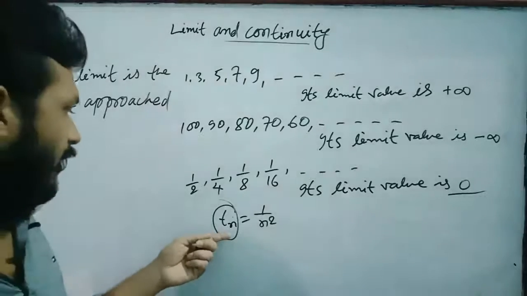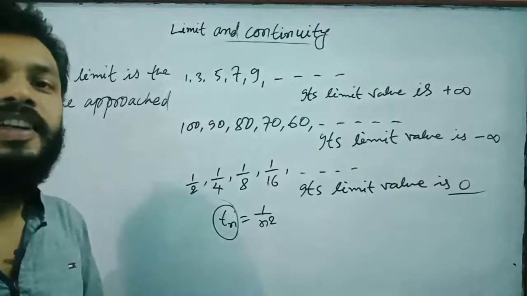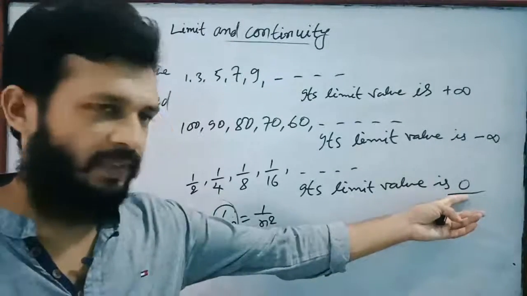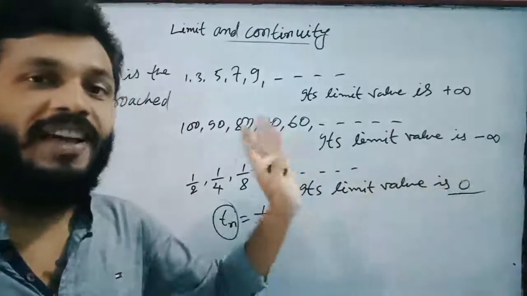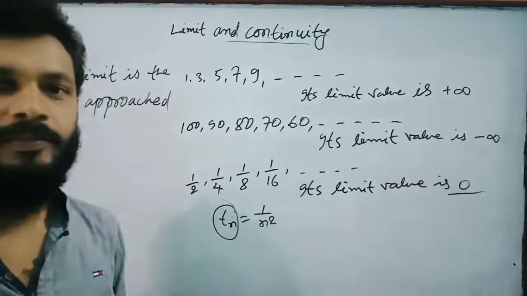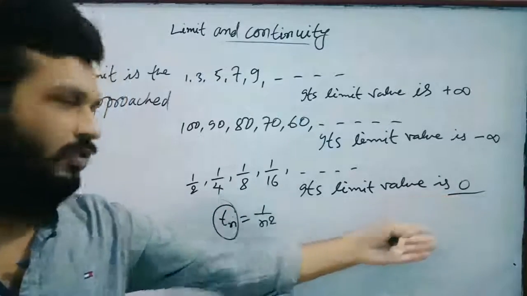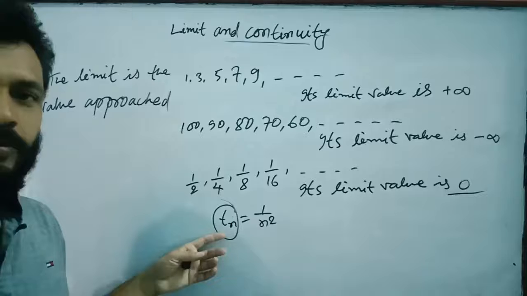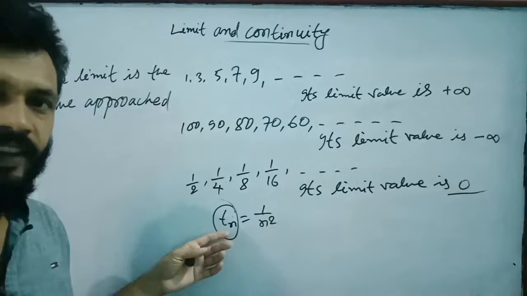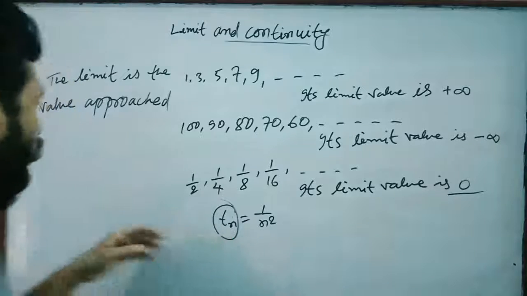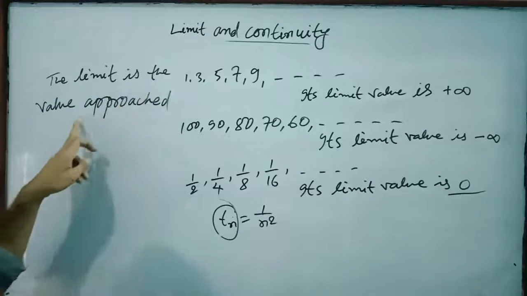So the approach value of Tn is called the limit value. Here 0 is the approach value, which is the value of the last term. So that is called the limiting value. Understood? The limiting value is the value of Tn, that means the function value.